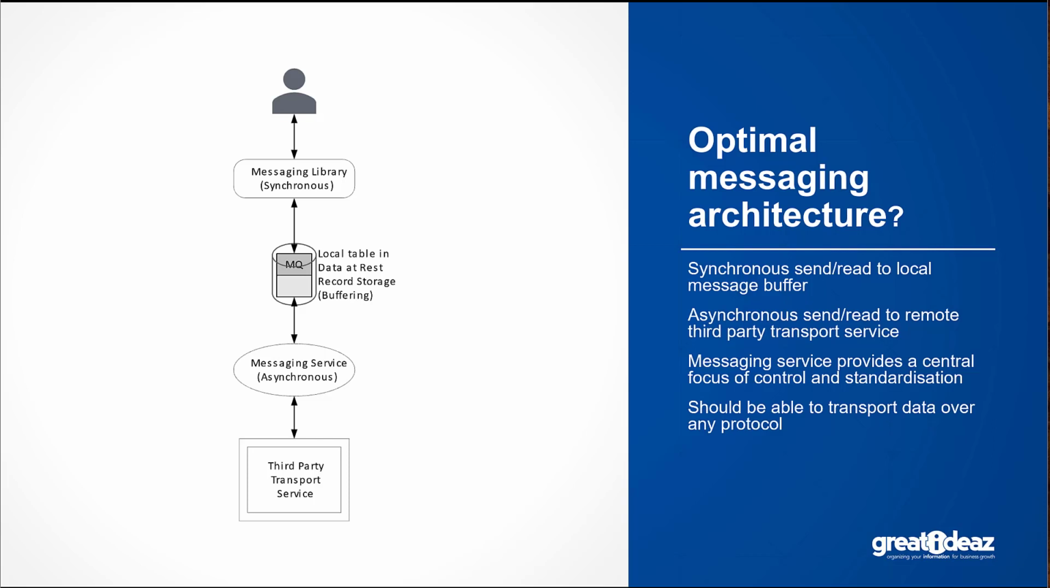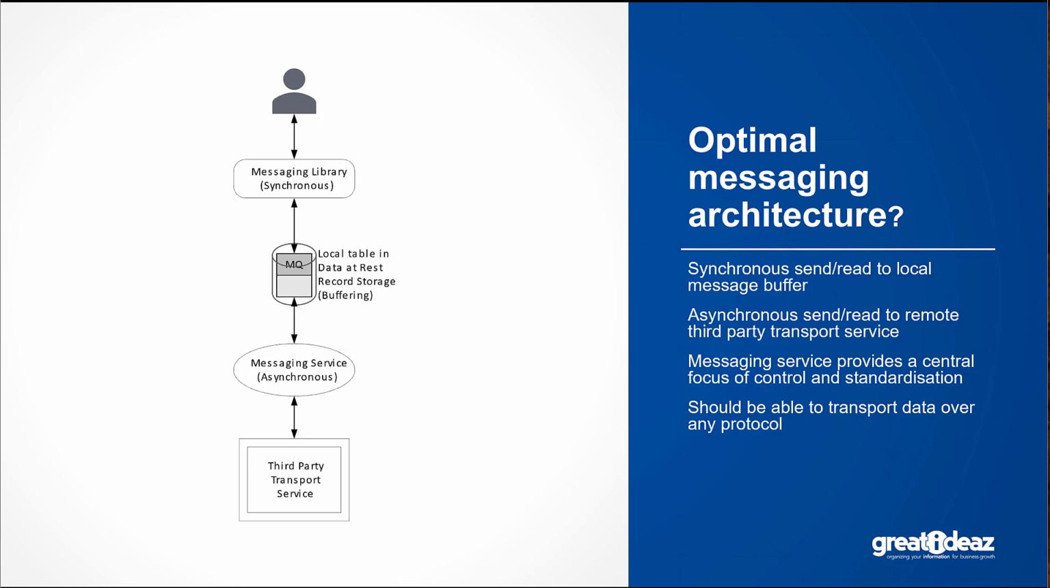So the ideal solution here, the optimal messaging architecture we want to achieve within our organization, is simply a synchronous send and read to a local message buffer, and an asynchronous send and read to remote third-party transport services. That messaging service provides a central focus of control and standardization across the enterprise, so it makes it easy to maintain over time, and ideally it should be able to transport data over any protocol.